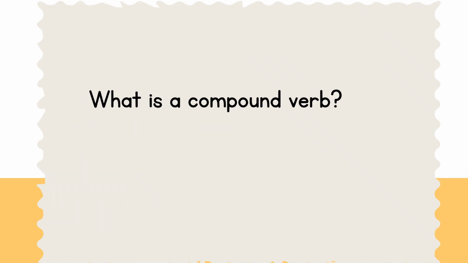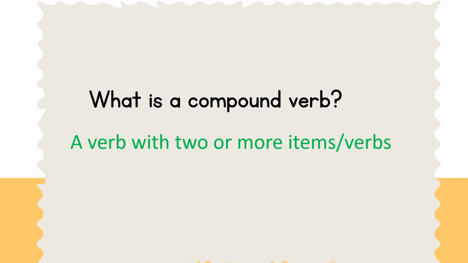What is a compound verb? We just talked about a compound subject. Similarly, a compound verb is a verb with two or more items or verbs. You can think about it this way. Two or more mini verbs form one bigger verb, and this bigger verb is called a compound verb. And this compound verb is the real verb of one sentence.